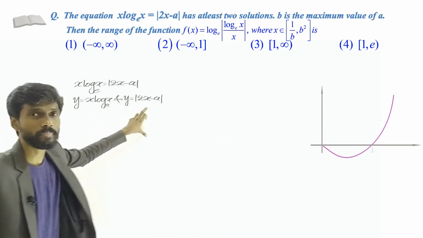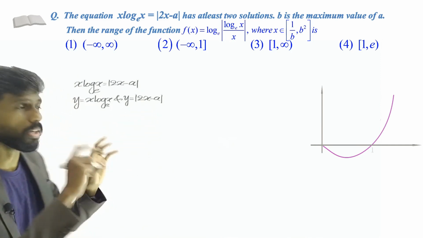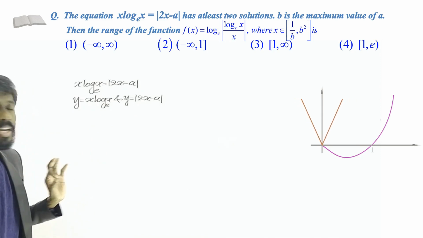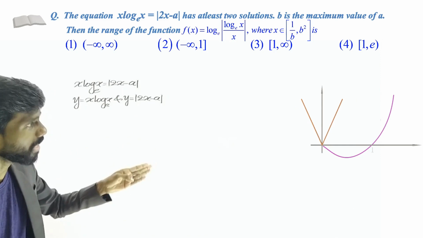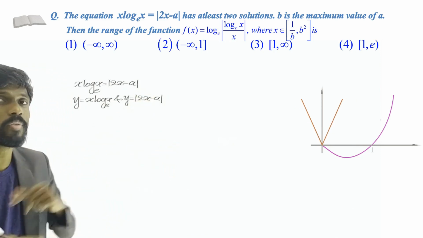Okay, let us draw this. Now this depends on the value of a, right? Now first let us draw modulus of x. This is modulus of 2x. Now how many solutions does it have? So these two curves intersect at only one point, right? If we extend that curve, this will intersect at only one point. So only one solution, but we want two solutions.